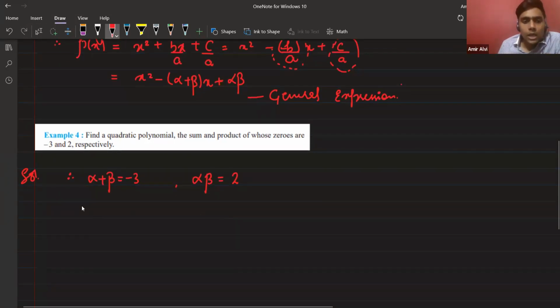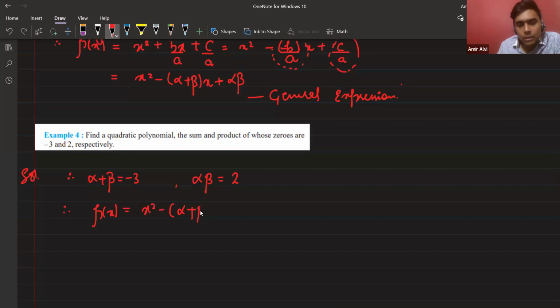Yes or no, Adil? Yes. So you can write the polynomial p of x is equal to x square minus alpha plus beta x plus alpha into beta. Is that clear? Yes. You just have to place the values. So x square minus, what is the value of alpha plus beta? Minus 3. Minus 3, x is there, alpha into beta is 2. So it is x square plus 3x plus 2. Is that clear, Adil? Yes.